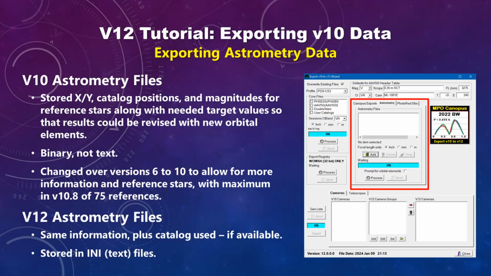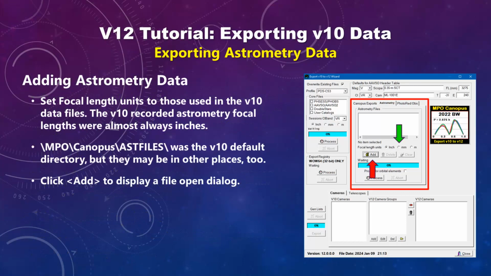Even though the version 12 INI files are formatted text files, you should not edit them unless you're sure of what you're doing. The steps for adding astrometry files are exactly the same as for Canopus export sets, with the difference being which files are selected. In this case, the files should have an AST extension. By default in version 10, they were stored in the Canopus AST files directory under the MPO root.